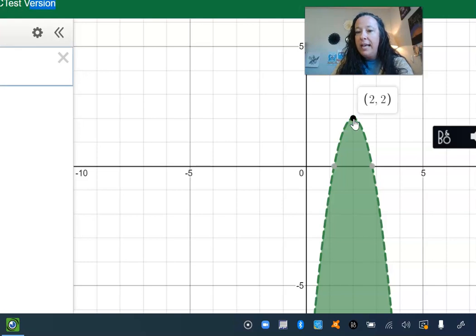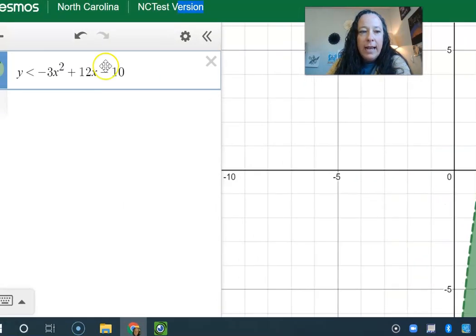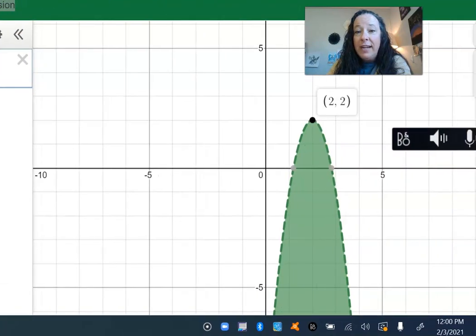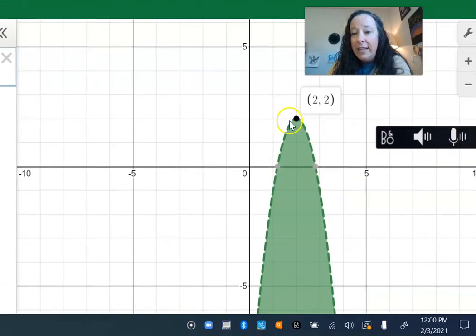So we have that the vertex is (2, 2). I'm jotting that on my piece of paper. You'll see that in a minute. And then I can use these x-intercepts, not ideal. This has a -3 in the front. If you look over at the inequality, it has a -3. So that means from the vertex, you're going to go down 3 to the right one and down 3 to the left one. So I know that right here, I can get to 1, -1, and then it'll be 3, -1.